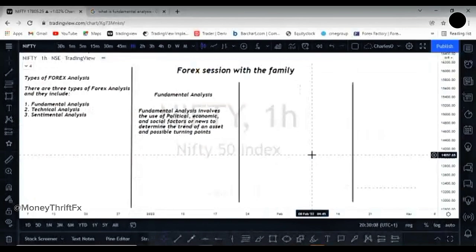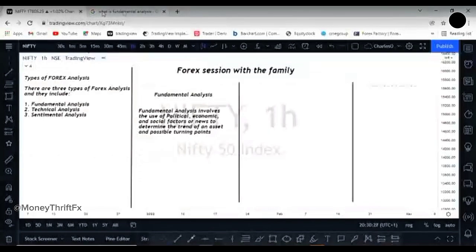But of course, if the US dollar is gaining value, what do you expect it to do in the chart? It should be buying, it should be going up, right? It should continue going up and continue going up. So that is just what fundamental analysis is all about. So it's just using political news, economic news, and social news, just majorly news.